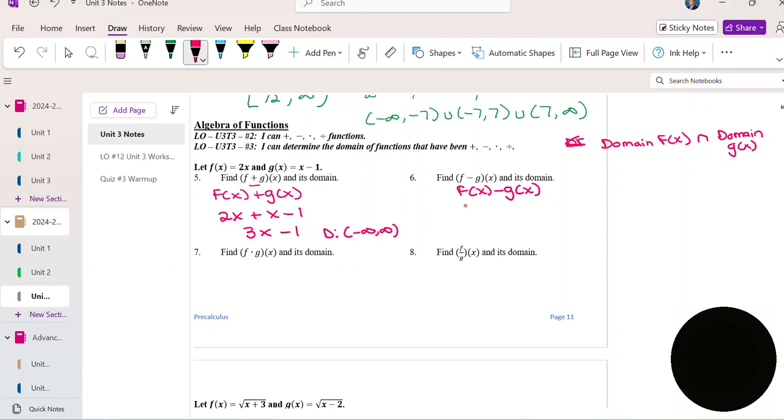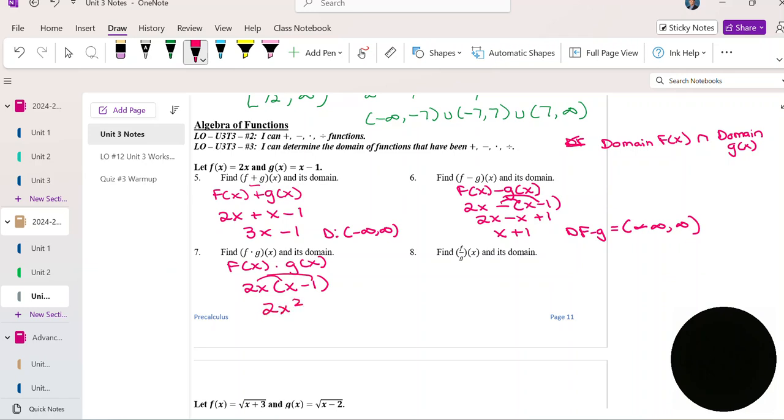Same thing here, you subtract. Remember, distribute the minus first. And so you get x plus 1, and remember the domain for f minus g is going to equal all real numbers. Next, f times g, so this is f of x times g of x. So we're going to go 2x times x minus 1. Now you're going to distribute, and you get 2x squared minus 2x. The domain for f times g is all real numbers as well.